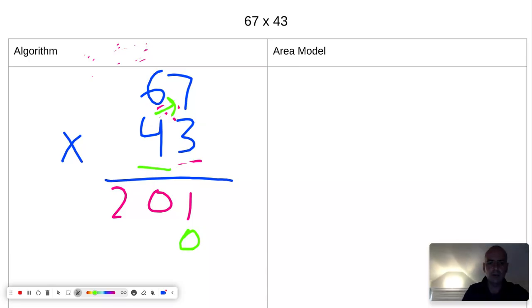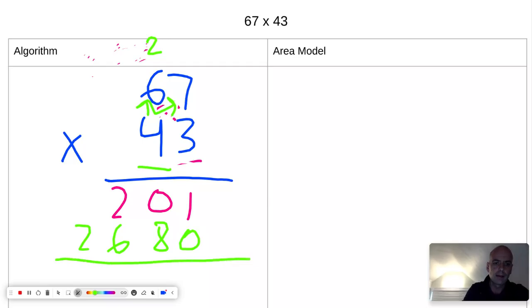So 4 times 7 is 28, so I put an 8, carry the 2. Now I can do by the tens digit, so 4 times 6 is 24, plus that 2 is 26. Boom, boom. Now I am ready to add these up. I get 1, 8, 8, 2. Okay, so 2,881.